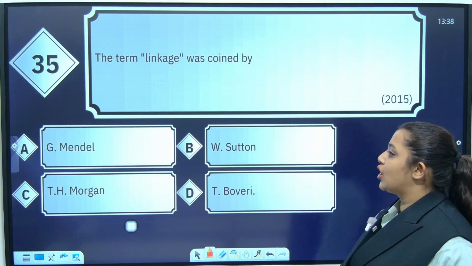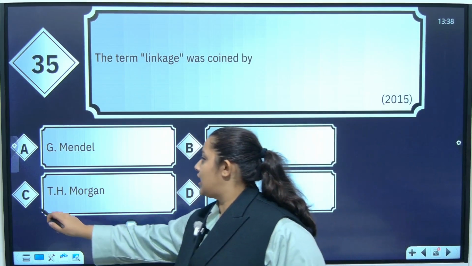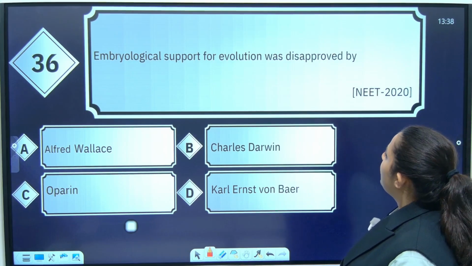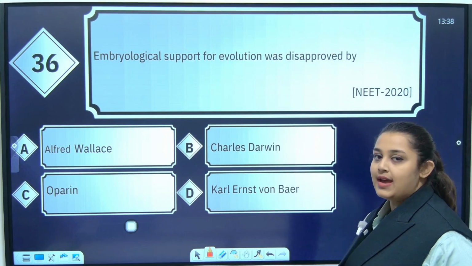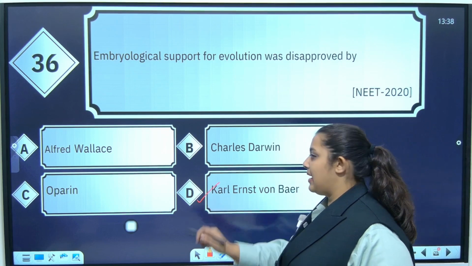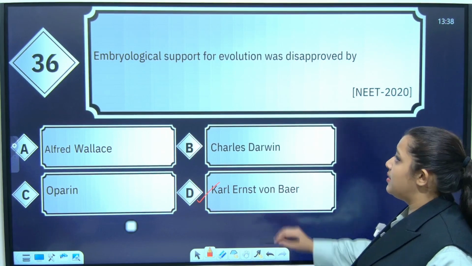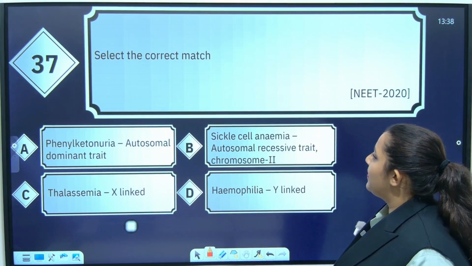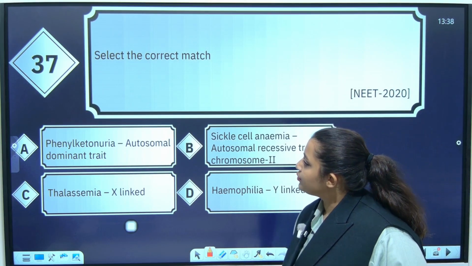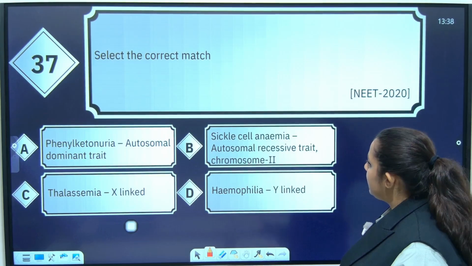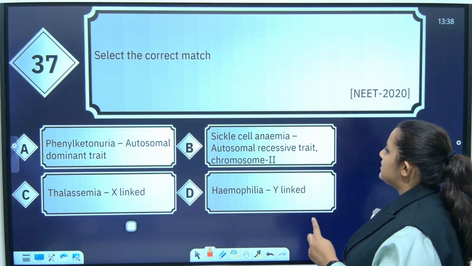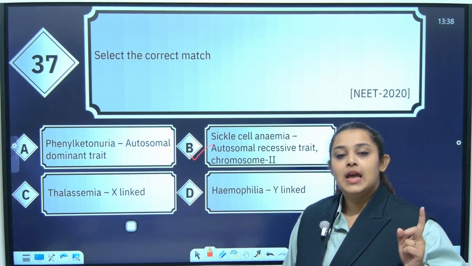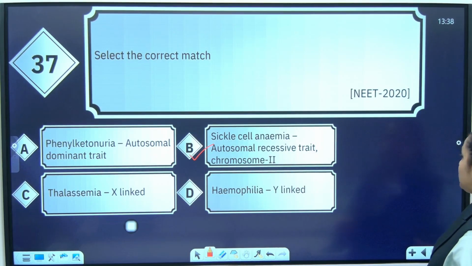Let's go to the next one. The term linkage was coined by none other than T.H. Morgan. Next one, embryological support for evolution was disapproved by Karl Ernst von Baer, option D. Always remember, this is an important question. Next one, select the correct match. Phenylketonuria, autosomal dominant trait, thalassemia, X-linked, hemophilia Y-linked, sickle cell anemia, autosomal recessive trait, chromosome number 2. We spoke about this. It is also an autosomal recessive trait.